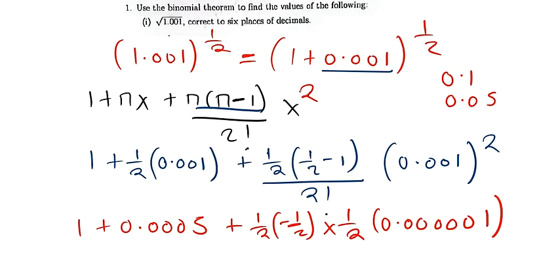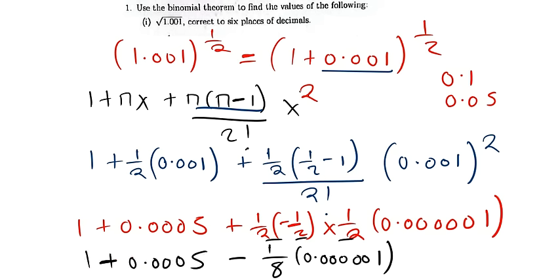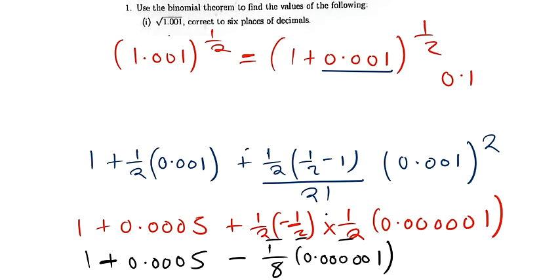Okay, so how do you proceed from this point? Is there anything that needs simplification? Of course, this part. So that's going to be a negative. Negative 2 times 2 times 2, that's 8. 1 over 8. And then we have 0.0000001. And then we have 1 plus 0.005.